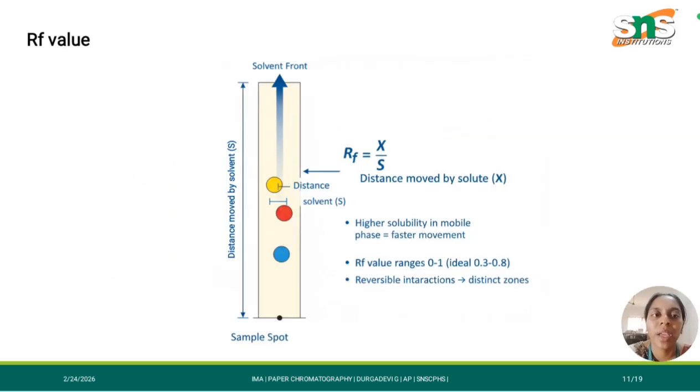Then the RF value can be calculated with the help of this formula. RF is the retardation factor. Its ideal value is from 0 to 1, that is 0.3 to 0.8. The formula for calculating RF value is distance traveled by solute divided by distance traveled by solvent. The distance traveled by solute is from the site of application to the spot that has appeared on the paper, and the distance traveled by solvent is from the application site to wherever the solvent has developed on the paper.